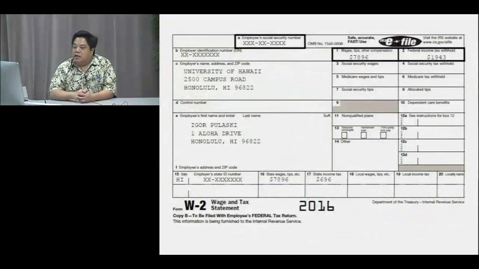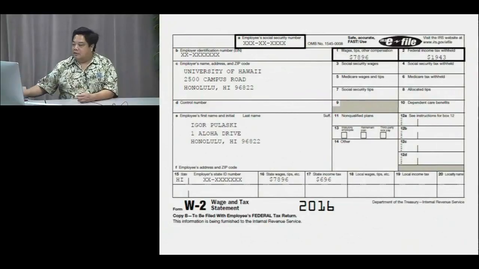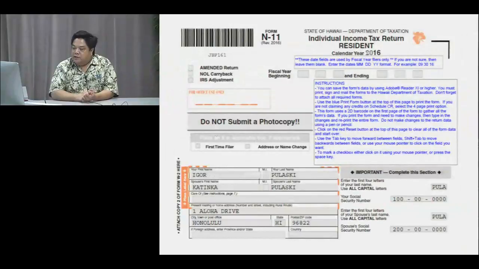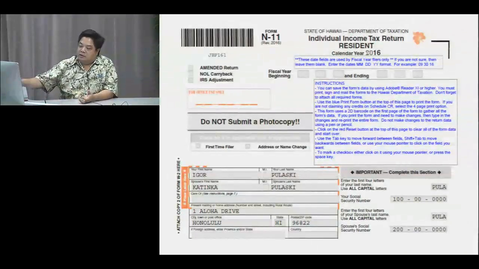And also this guy, he made $7,896 on their W-2. So I assume most of you got W-2? Yeah. And as you can see in box 2, federal income tax withheld, 1,943. And then box 17, 696 state taxes. So if you consider yourself a resident, then this is the tax form.